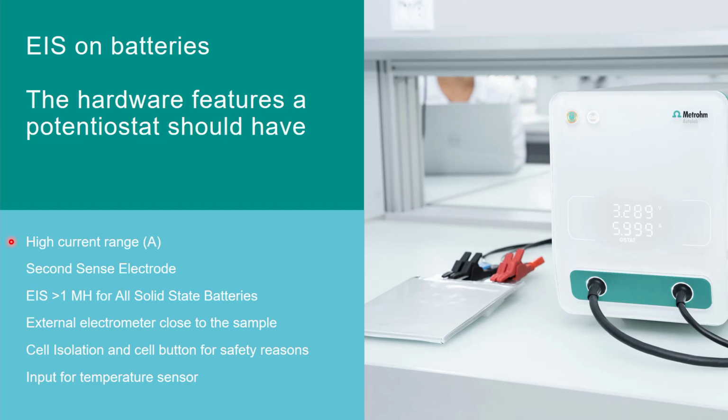High current range. Already batteries in the exploratory research status, depending on their design, can deliver high currents. Therefore, the potentiostat should be able to measure and apply currents in the amp range.